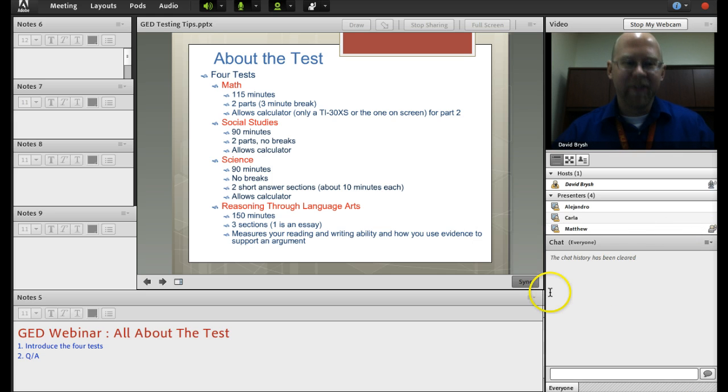How much do we need to score on the GED in order to pass it? Each test has a minimum score of 150 or better to pass. I think the scores go up to close to 200. I don't know if I've ever seen somebody get 200 yet. That might be a perfect score.